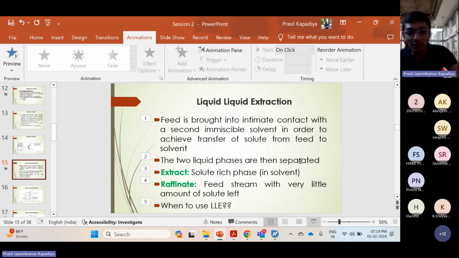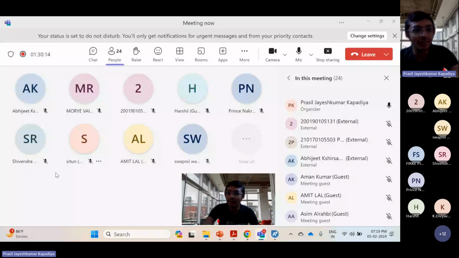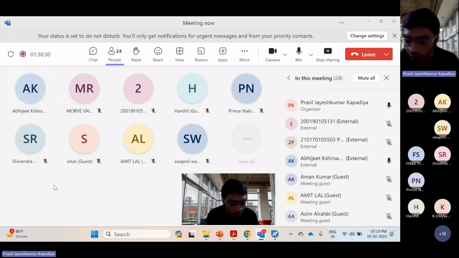Okay, as I promised, I will come back to you guys, Abhijit and Vaishnav. So Abhijit, I have, let's say, a liquid mixture containing C3 and C4. So will I go for liquid extraction or will I go for distillation? What should I do? Should I go for either of the two? How can I say that?